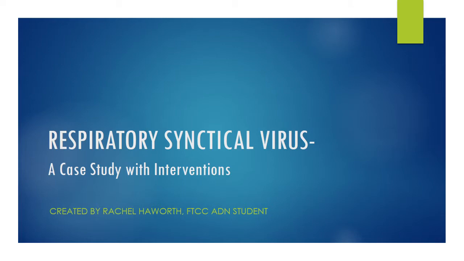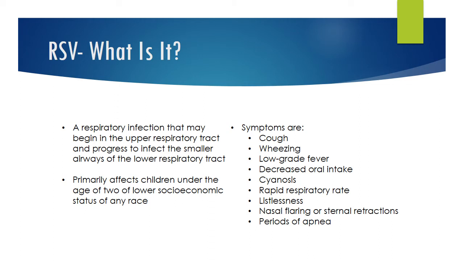Respiratory syncytial virus, a case study with interventions. Respiratory syncytial virus, or RSV, is a respiratory infection that may begin in the upper respiratory tract and progress rapidly throughout the course of 1 to 2 days to infect the smaller airways of the lower respiratory tract.